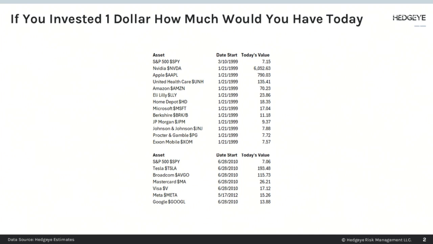Back to this chart. Here we go. These companies started about 2010. Okay, so the S&P 500 would have given you $7, right? Because everything always starts with the S&P 500. What is your return versus the S&P 500? You can't beat it. Might as well join it. Yep. Tesla would have given you $193.